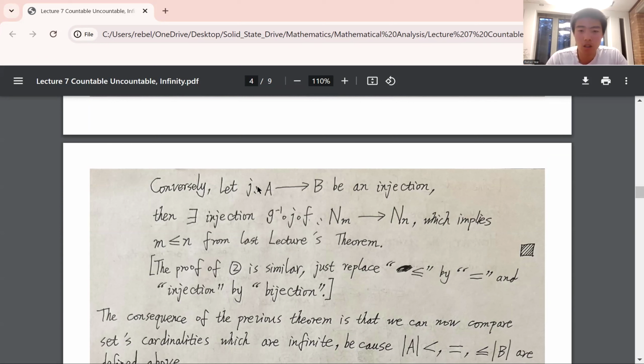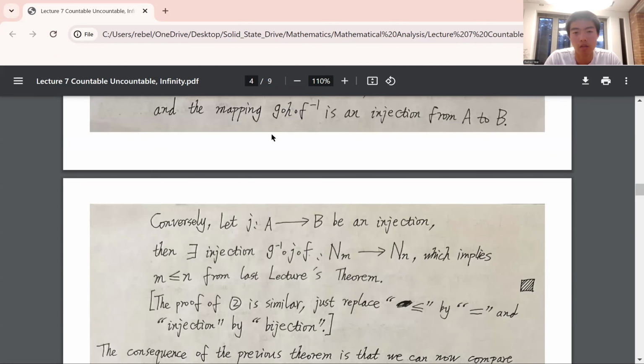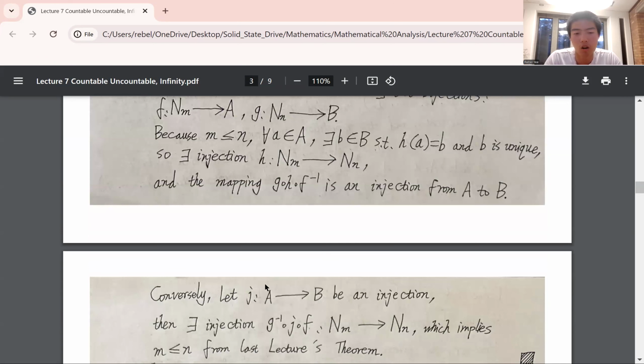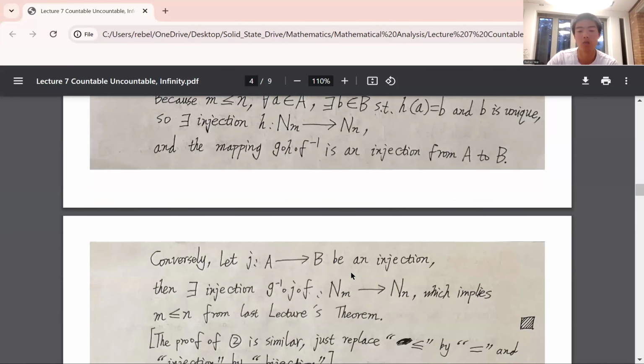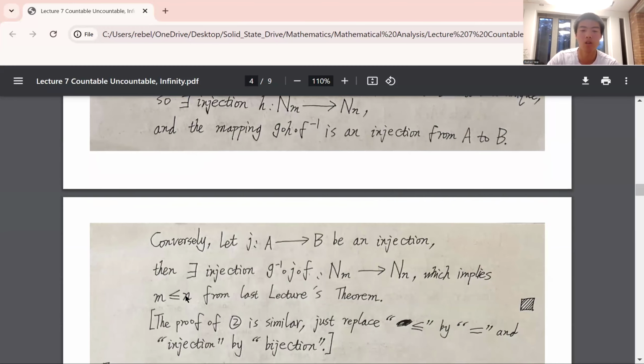Suppose this is an injection, then there exists an injection in this form because F and G are still defined here. This is from A to NM, this is from NM to A, and this is from A to B, and then from B to NN. So if this is an injection, then this is also an injection, because it is bijection, injection, bijection, which is also an injection. So which implies N is smaller or equal to N.